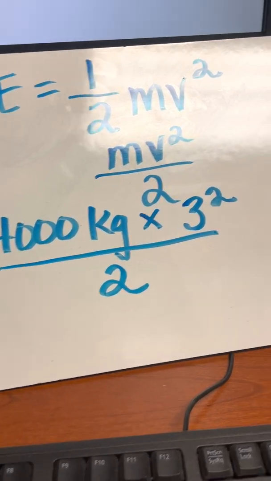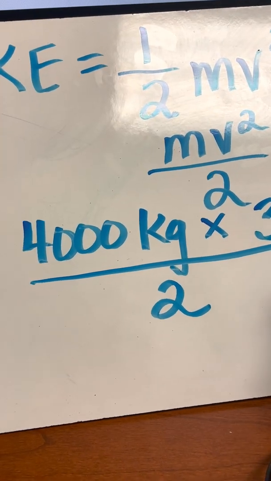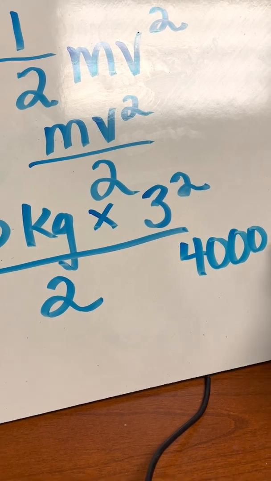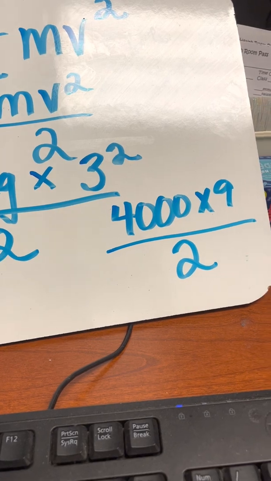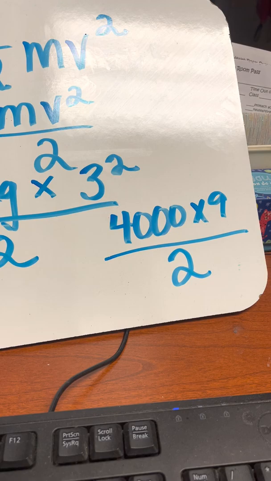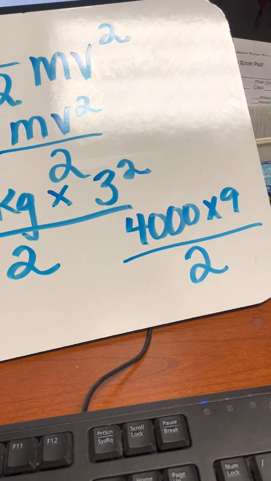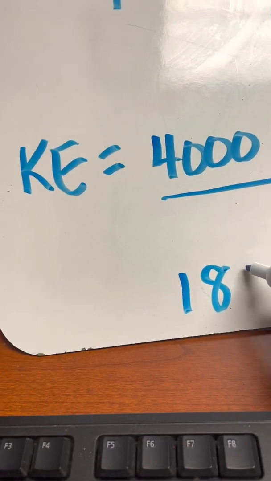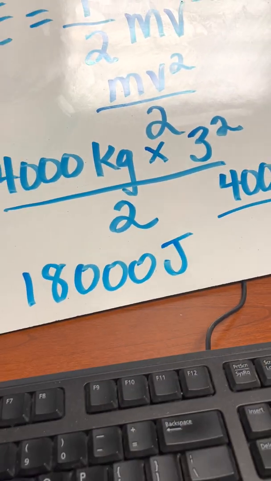So what is 3 squared? That's 9, right? So 4,000 times 9 divided by 2. Well, 4,000 times 9 is 36,000, right? 36,000 divided by 2. And if you plug that into your calculator, you should get 18,000 joules.